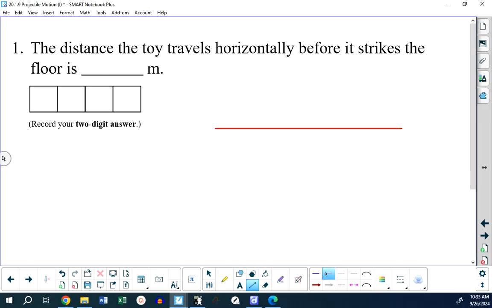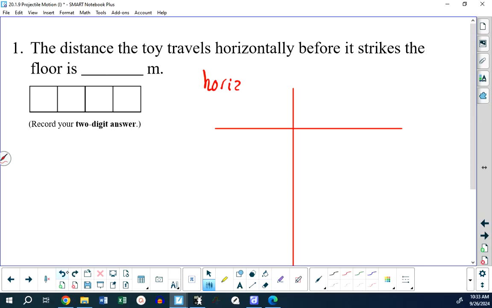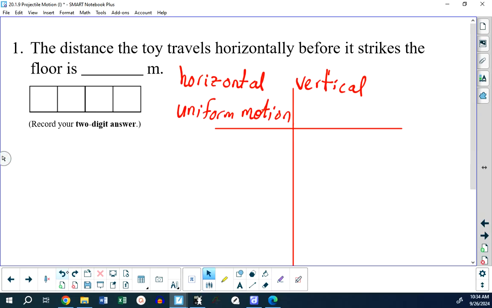When you set up these problems, what you need to always do, my advice, some of you will graduate to not having to do this, is to make a chart that talks about horizontal motion and vertical motion. This is uniform motion. And this is uniform acceleration.